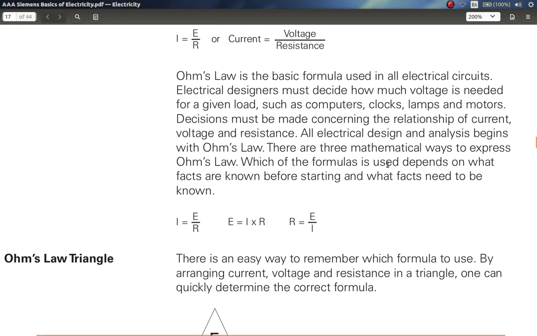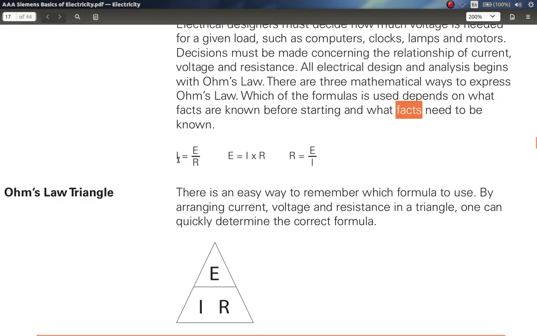Which of the formulas is used depends on what facts are known before starting and what facts need to be known. Here you can just do a mathematical transposition to get all three formulas. I equals E over R, or E equals IR, or R equals E over I. In other words, current is voltage over resistance, voltage is current times resistance, or resistance is voltage over current.